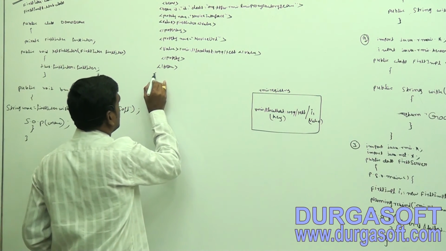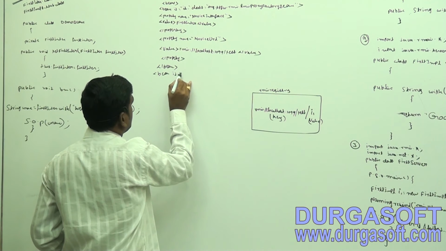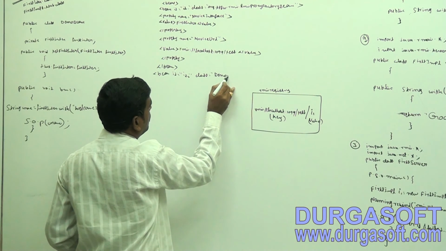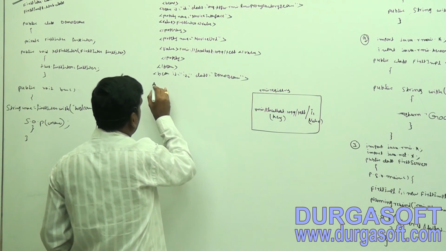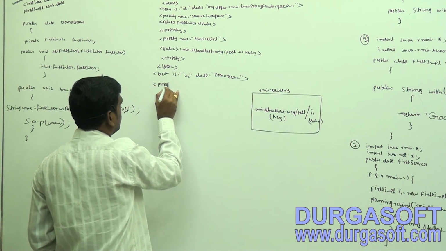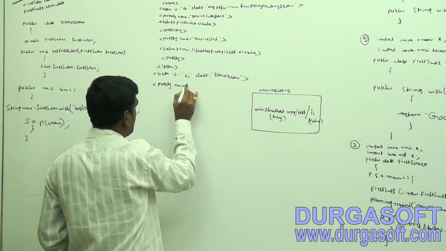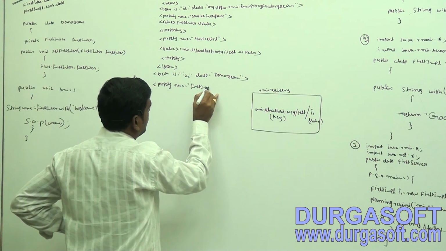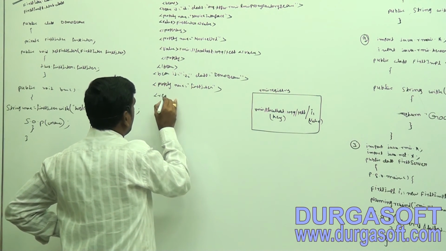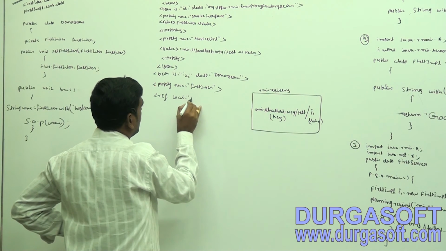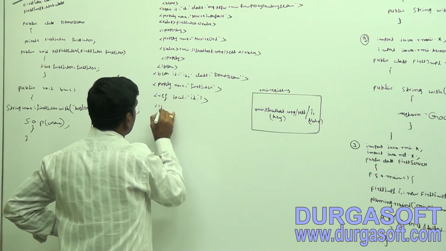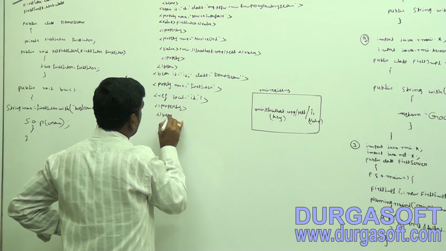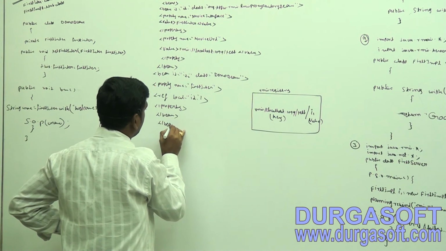How to configure? Like this. Bean id is equal to id2, class is equal to DemoBean. After that, property name is equal to firstEnter. The next, ref local is equal to id1. Then close the property, close the bean, close the beans. That's enough.